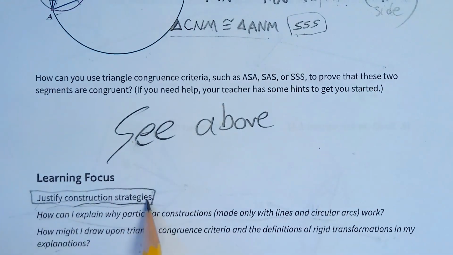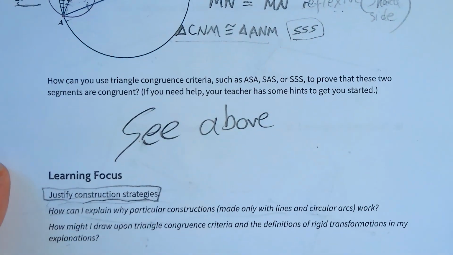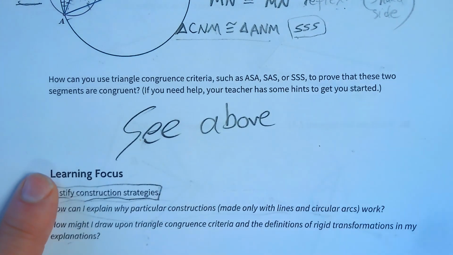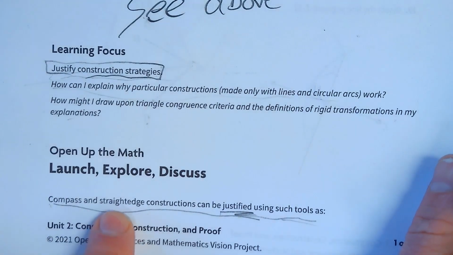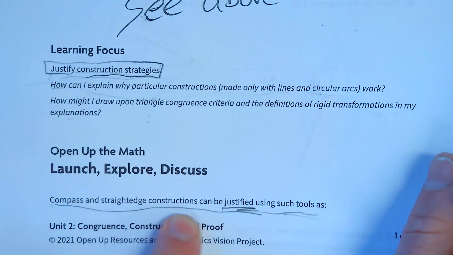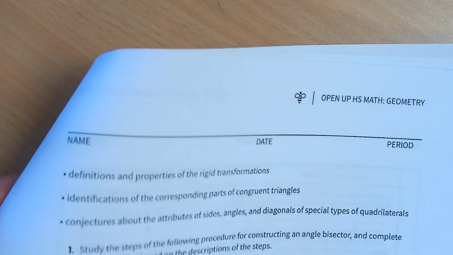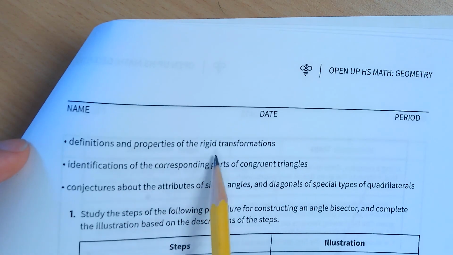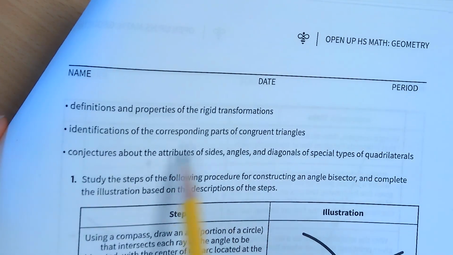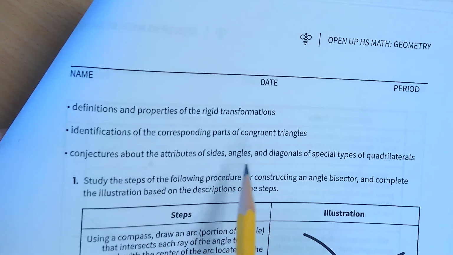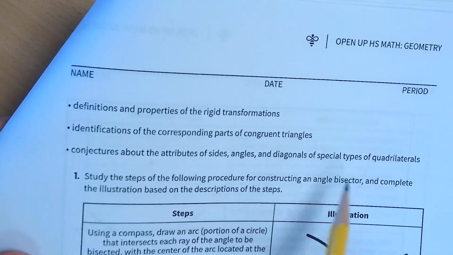So we're going to justify our construction strategies. Yeah, we've been constructing stuff, but how do we know that we've really been constructing what we think? I mean, how do we know that the things that we've been making are those things? So compass and straight edge constructions can be justified using tools such as definitions and properties of rigid transformations, identifications of corresponding parts of congruent triangles, and conjectures about the attributes of sides, angles, and diagonals of special types of quadrilaterals.